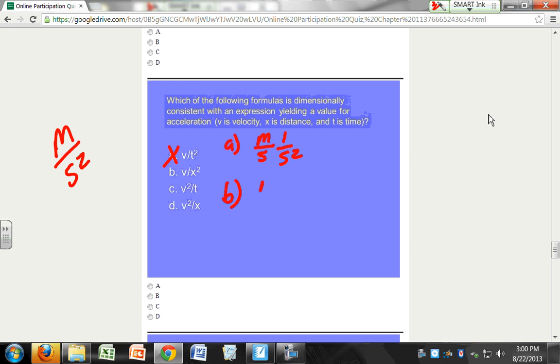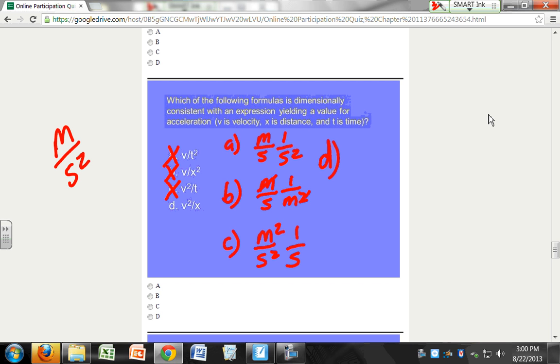B is meters per second over x squared. That's 1 over meters squared. That's 1 over meters seconds. That's not it. C is v squared over t, meters per second times 1 over seconds. That's meters squared per seconds cubed. All right, so hopefully it's this last one.